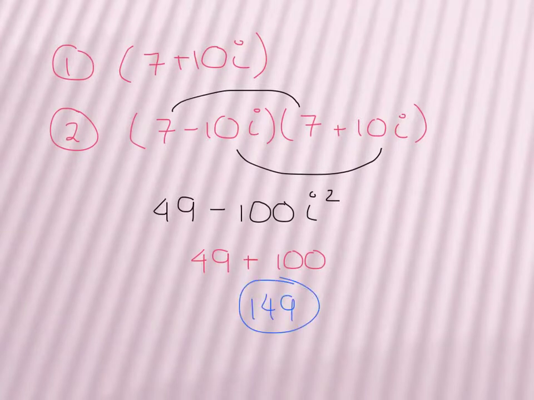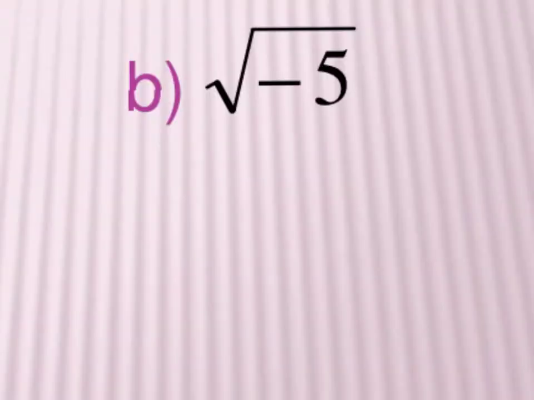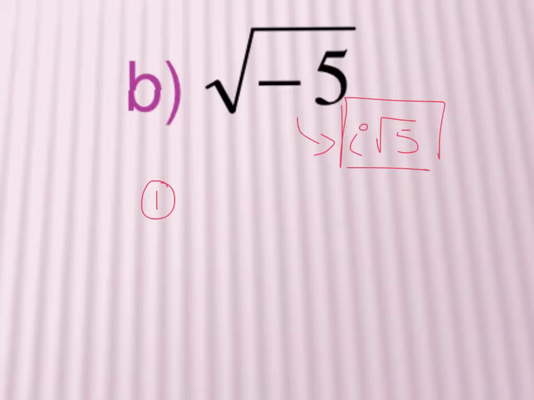Let's take a look at B. Alright, so here's B, and we're asked to identify the conjugate. I think it would be helpful if we re-express it. Remember, I have to take out the i first, so this is i root 5. What's the conjugate to this? Remember, it's what you see, but the sign is opposite. So negative i root 5, good.